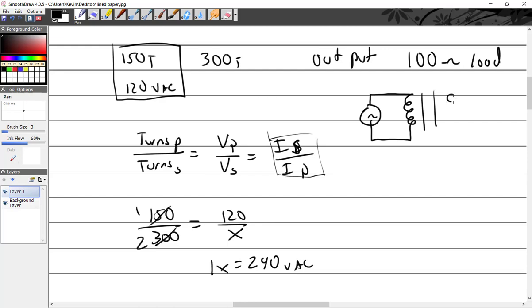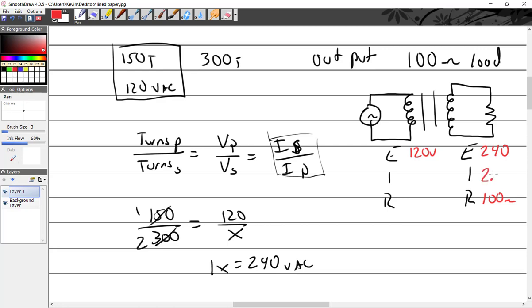I know this is going to come as a horrific shock to you. 2.4 amps on the secondary, 1.2 on the primary. But there's this thing called E, I, and R. We determined that E of the primary is 120, it was given to you. So the E over here is 240, and the resistance over here is 100 ohms. Therefore, the I is 2.4 amps.